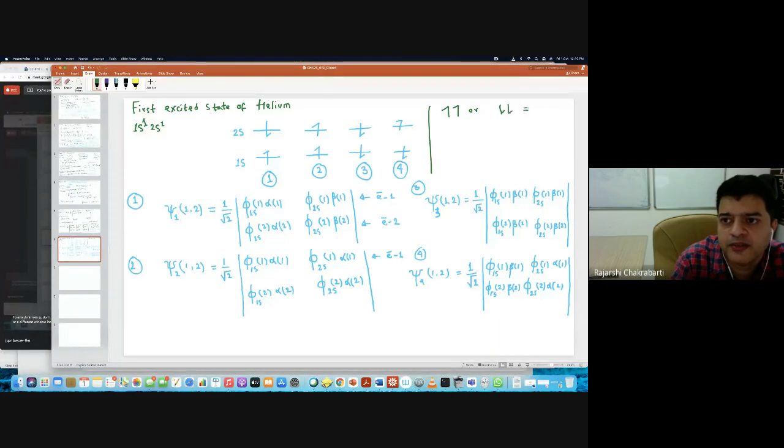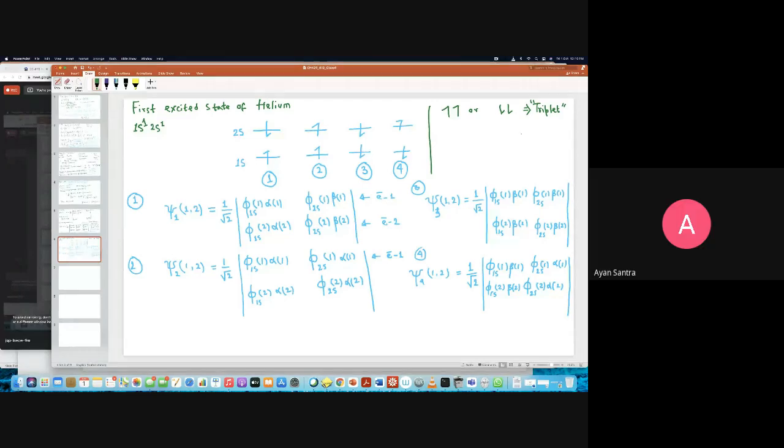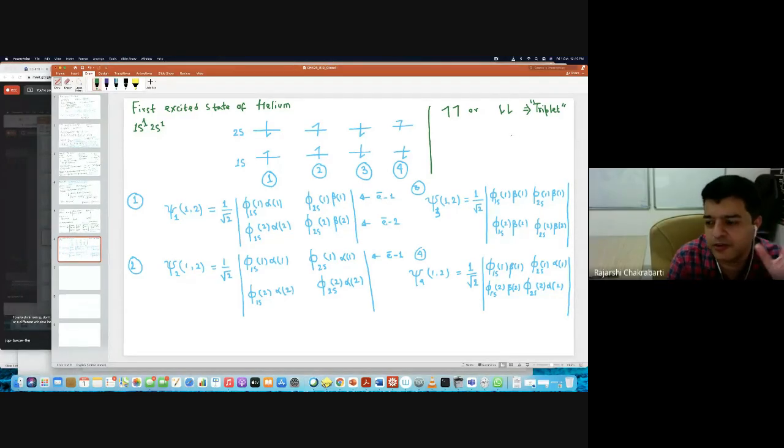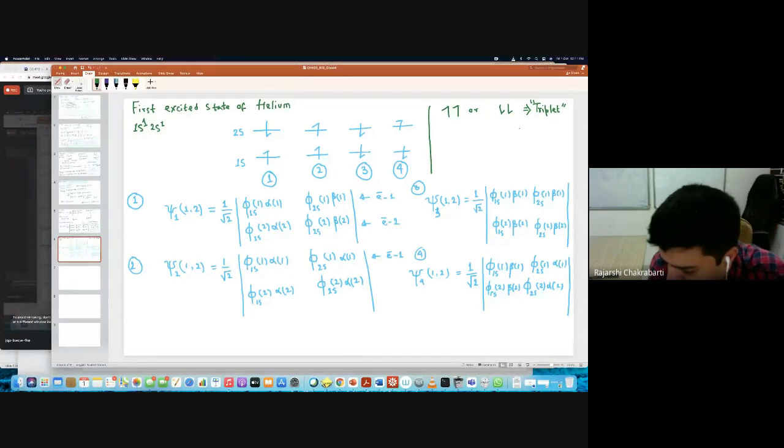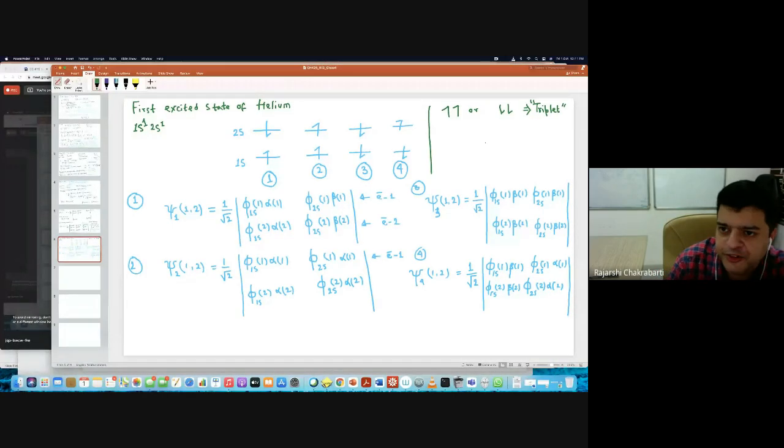These are called triplet, isn't it? You know from your inorganic chemistry. 2S plus 1 is equal to 3. Yes, a very hand-wavy thing. In this course also, it is going to be a little bit hand-wavy because I could not teach you what is known as the addition of angular momentum. That I did not teach. But I'll give you a trick. So you have to remember these, and these are triplet.